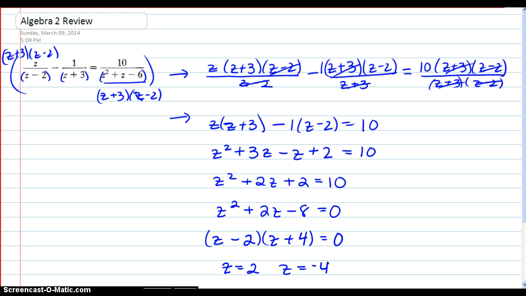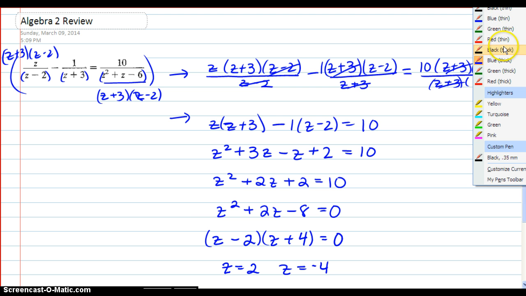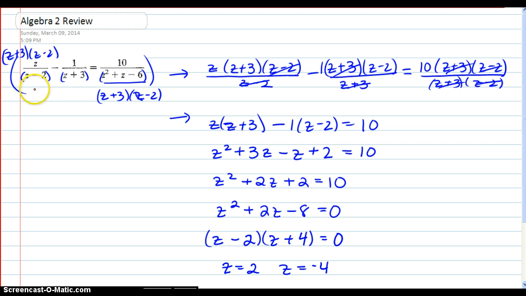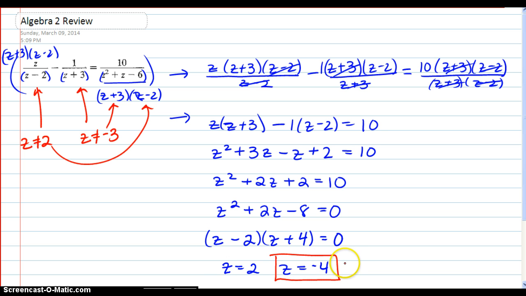Now, just like our previous example, you have to check. And when you go back up to your original equation, we know that z cannot be 2, because that would make us divide by 0. And we know that z cannot be negative 3. Same thing here, it can't be negative 3. And this one can't be 2. So our only solution is the negative 4.